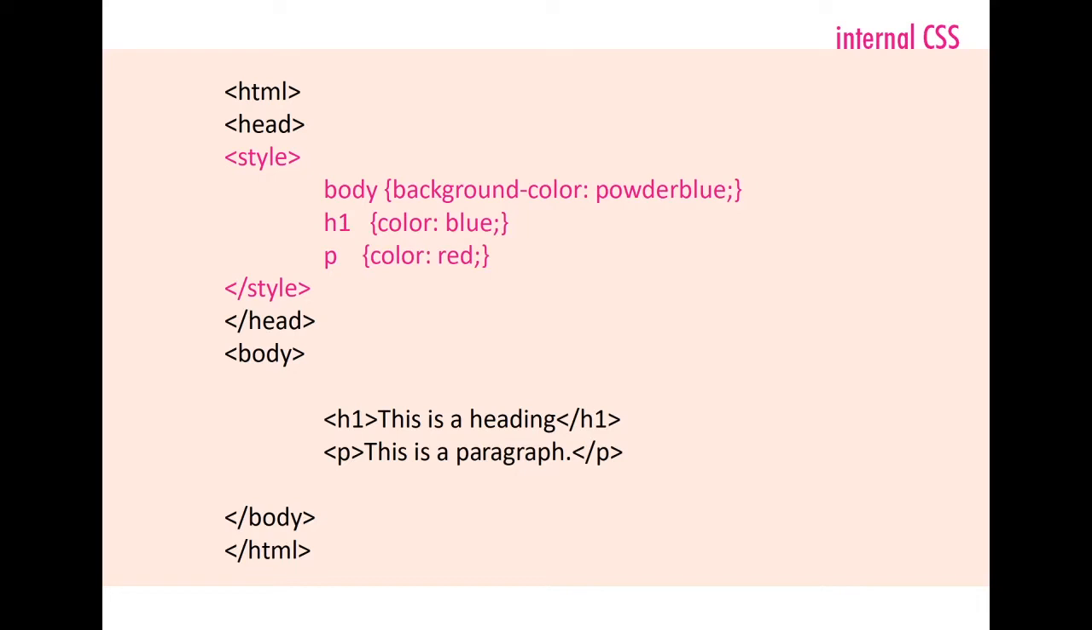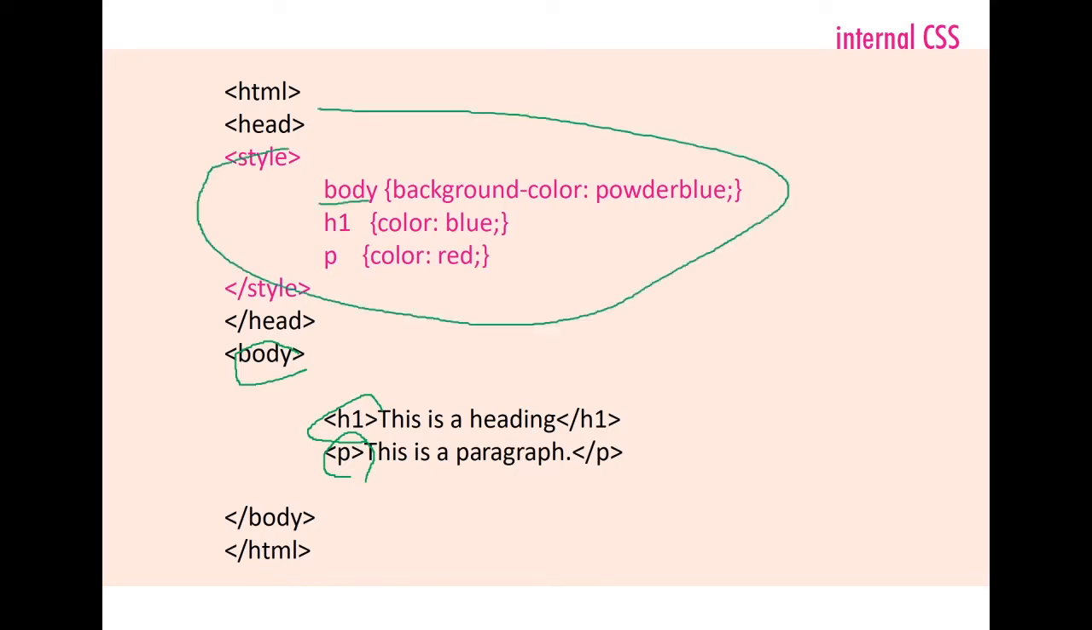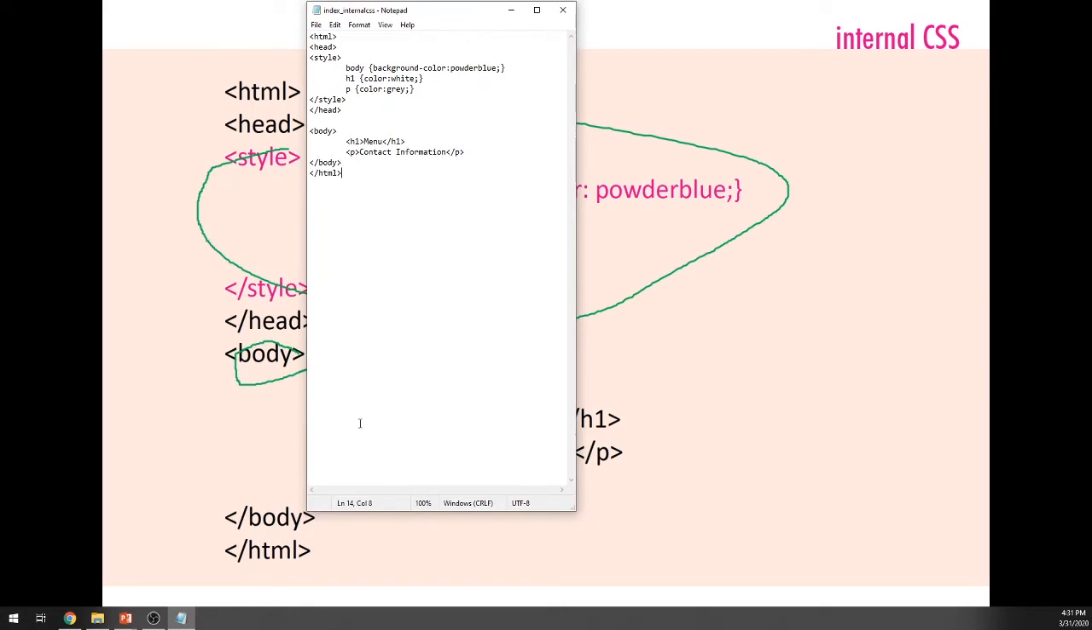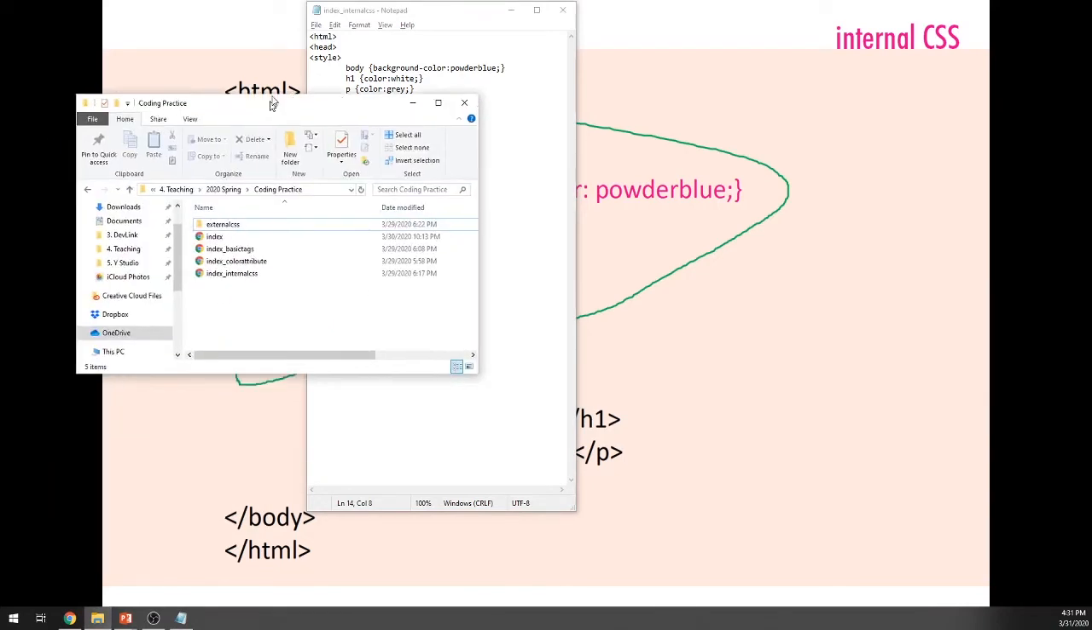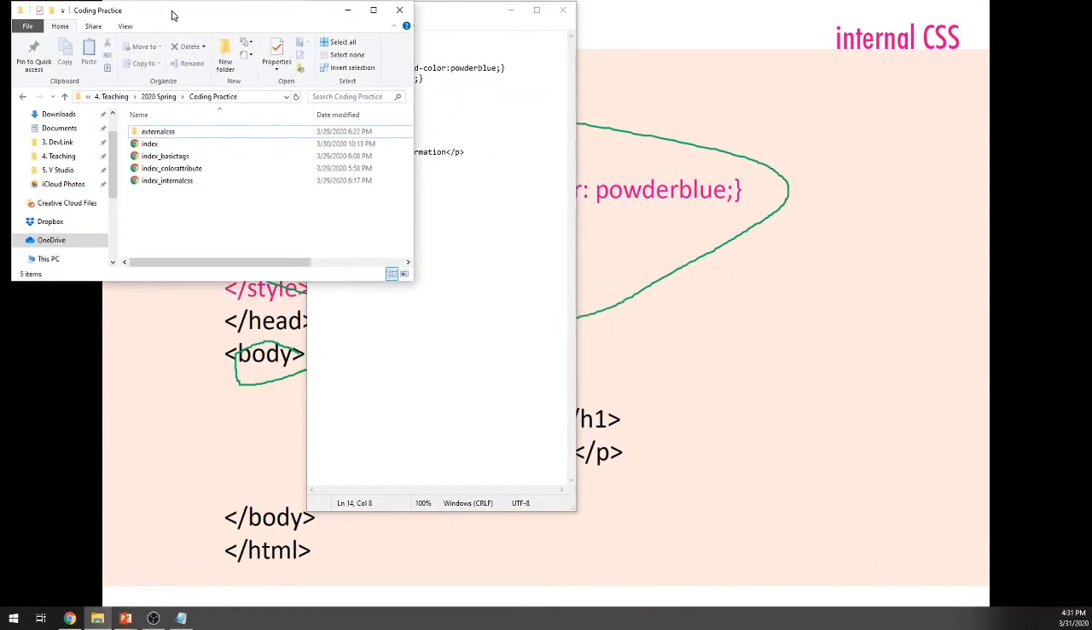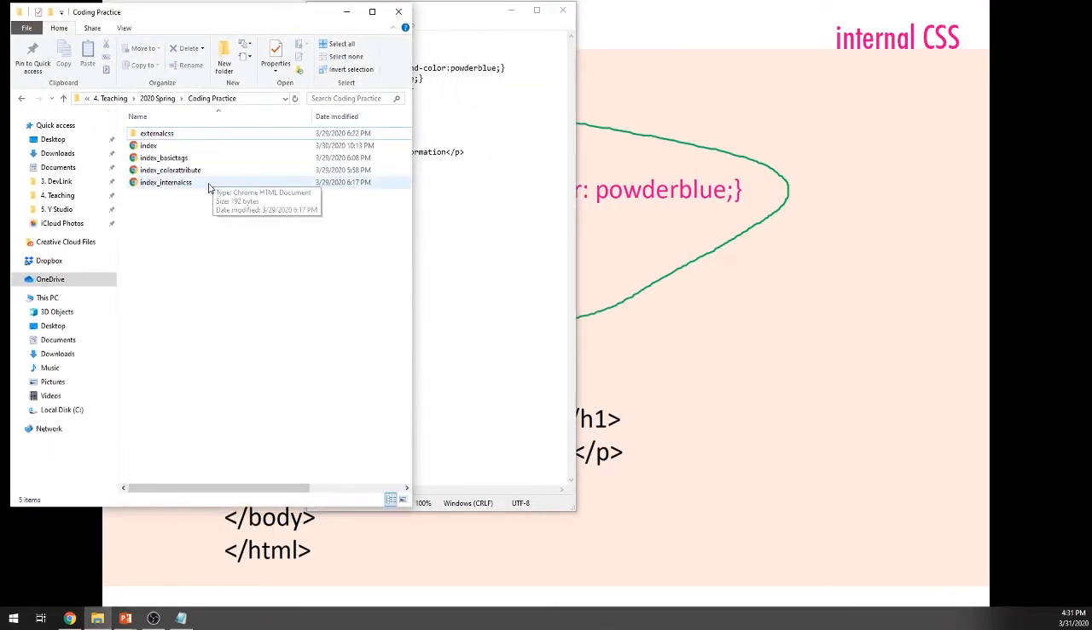Let me prepare the pen here. You have body tag, heading 1 tag, P tag, and you give style to each inside the style tag. You have body, heading 1, and paragraph. Simple, right? Okay, let's see the result. Oh, where is it? Okay. Sorry about that. This is internal CSS.